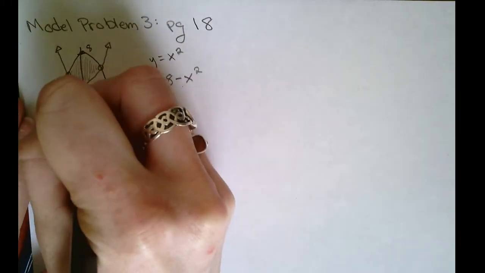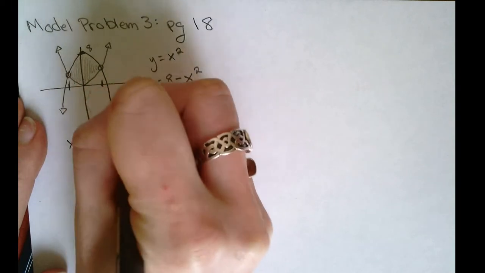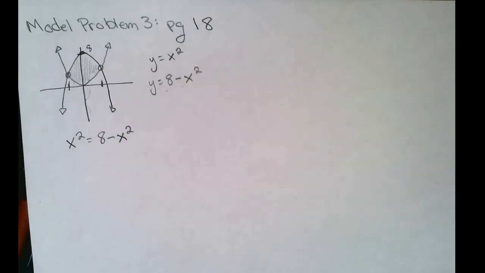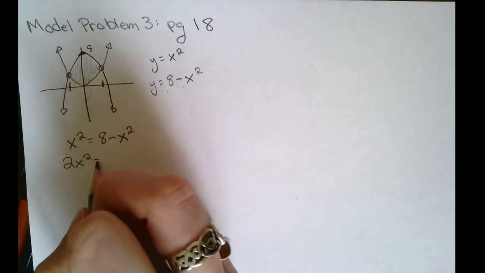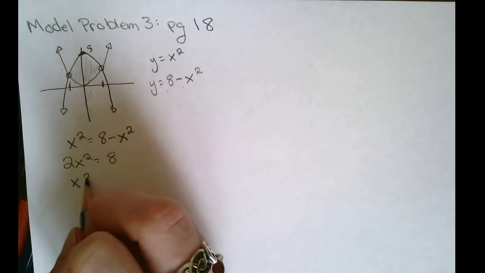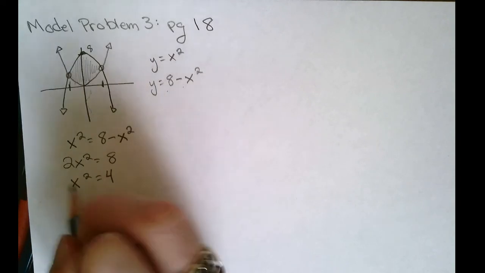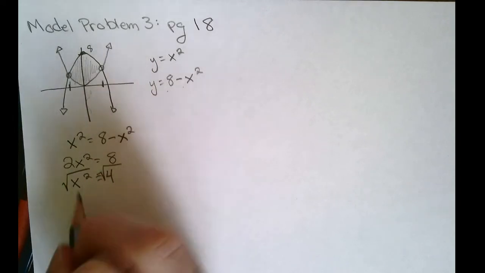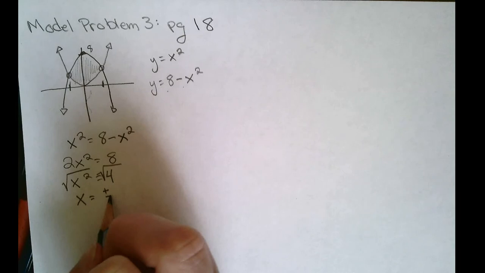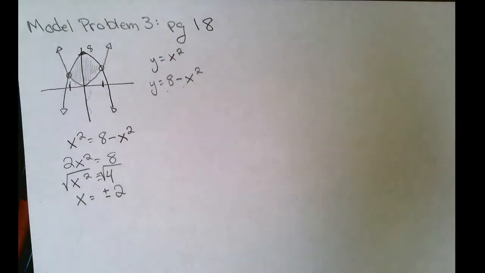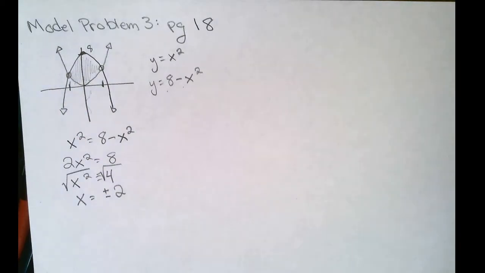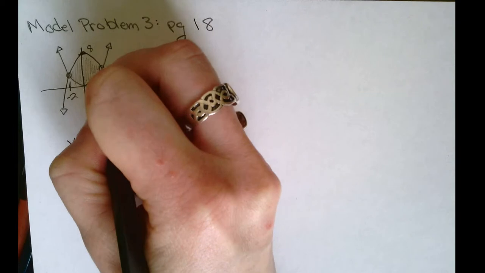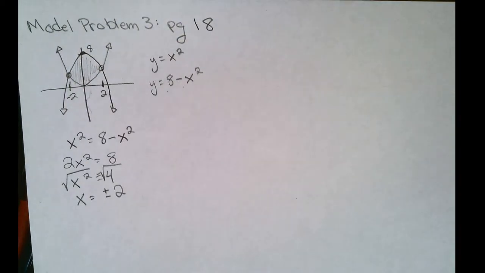So if I have x squared equal to 8 minus x squared, to solve this, all you're doing is adding your x squared over here, so we have 2 of them now. Divide by the 2, and then take our square root. So positive and negative 2. I'm not worried about my y values because we're looking at this in terms of our x. So I know this is a negative 2 and this is a 2. I know what my bounds are now.